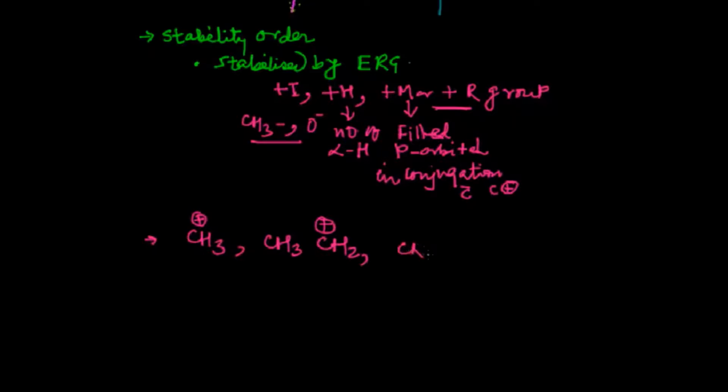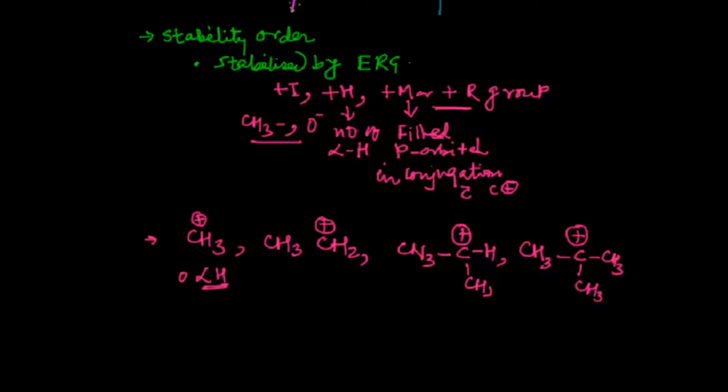CH3, CH3 positive, and one H is here, and we can have this as well, CH3, CH3, and one more, replacing this H by CH3, and then there is a positive. So looking at it, we can find there is no alpha hydrogen, 0 alpha hydrogen.